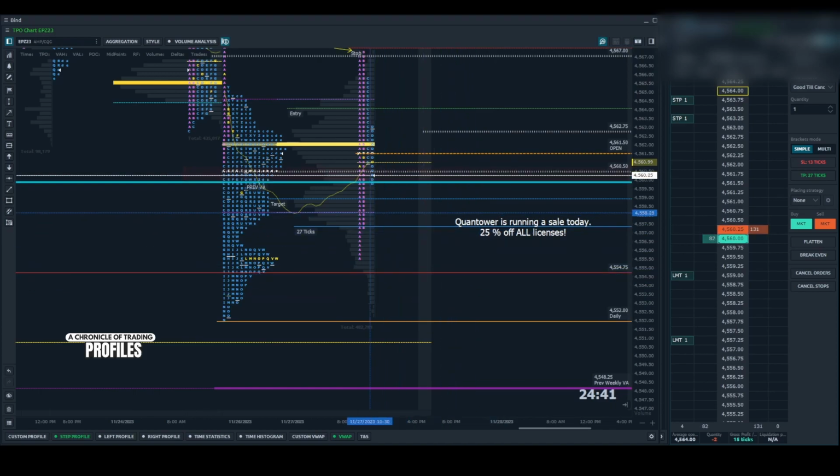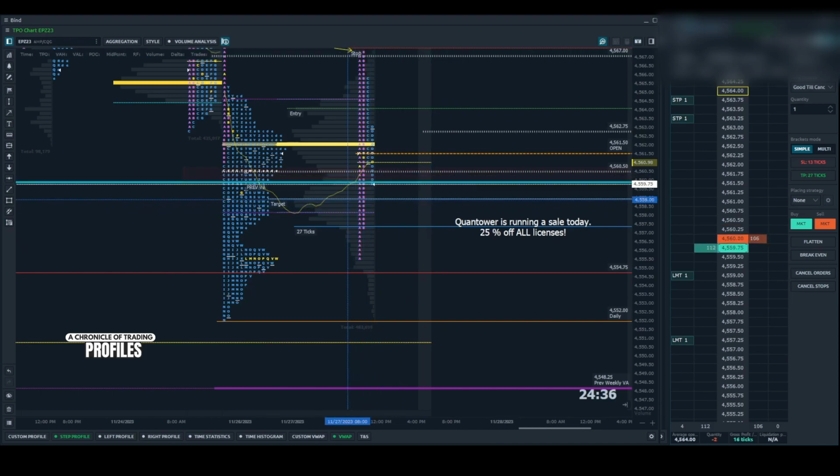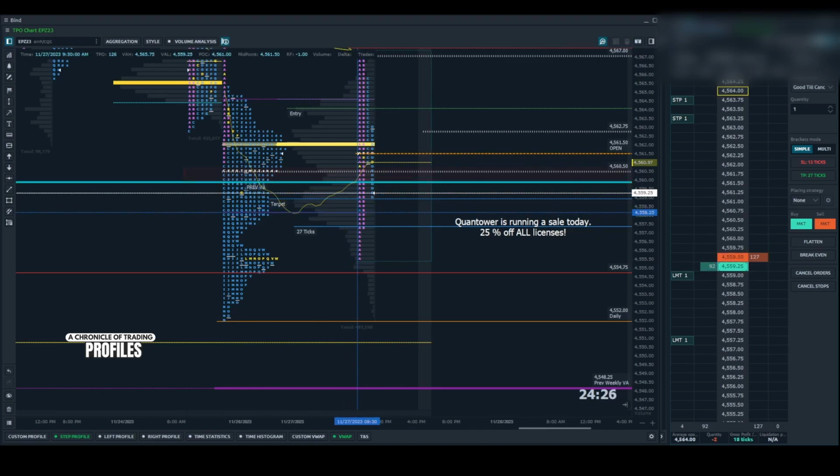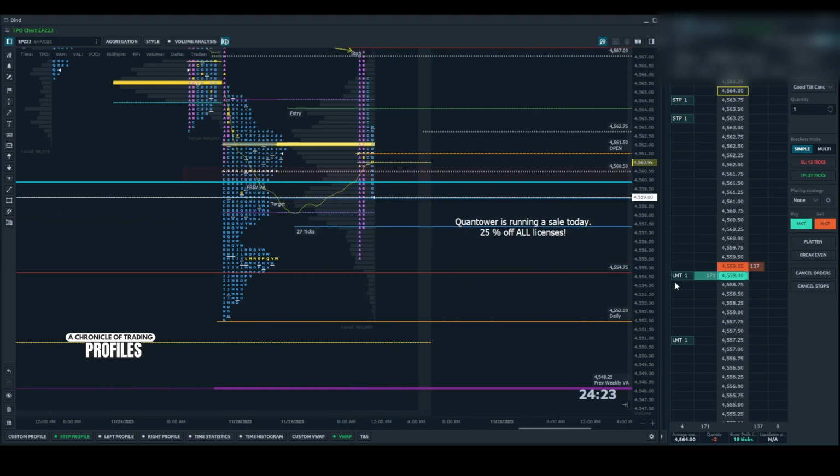Your thinking is that it's going to rotate to at least this value area low. That's why I moved this target up here. So I'm looking for any sign that it's not going to rotate. Ultimately, it should come down to here. Right to our target there.